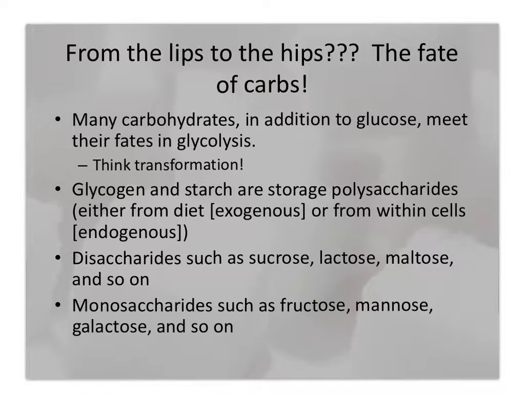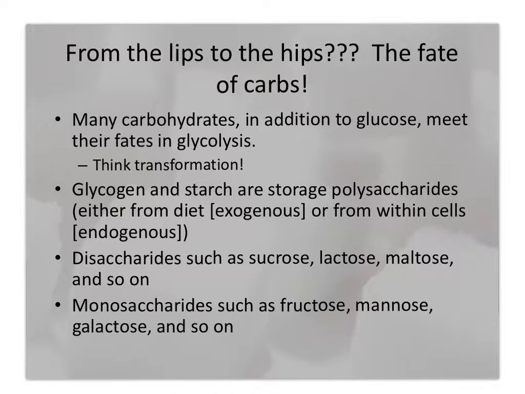Then we have the common disaccharides like sucrose. What is sucrose? Sugar. That's table sugar. That's the one that's most common. Lactose, which comes from milk. Maltose, which is a common sugar that's used, and then there are others, like trehalose. We'll actually talk about some of the others.